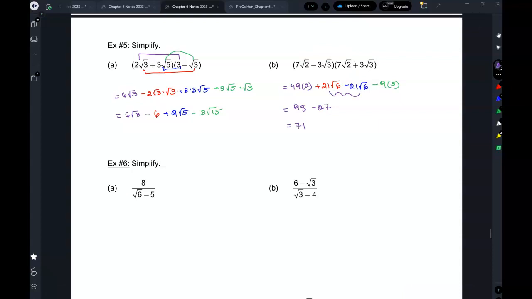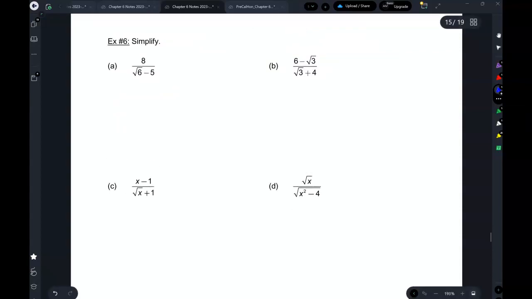Look at what I have here. I have 7 root 2 minus 3 root 3, 7 root 2 plus 3 root 3. Check this out. This is just a minus b, a plus b. So I could have just gotten away with square this one, put a minus in the middle, done. Right? That could have easily worked. Okay, but if you don't see it, it'll come out. Okay, take a look at this one.